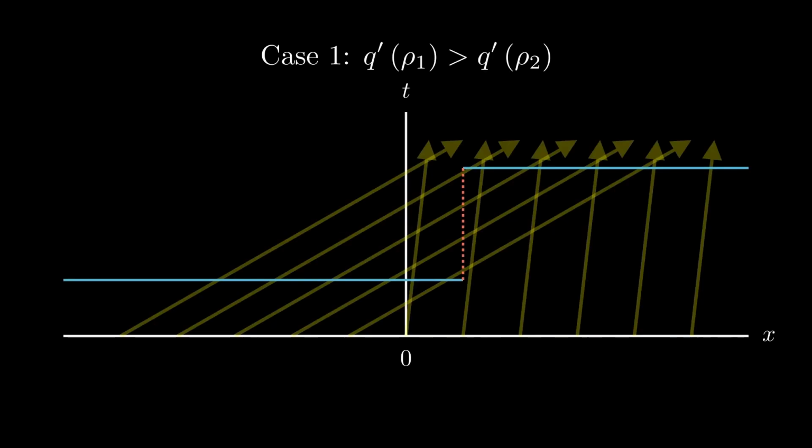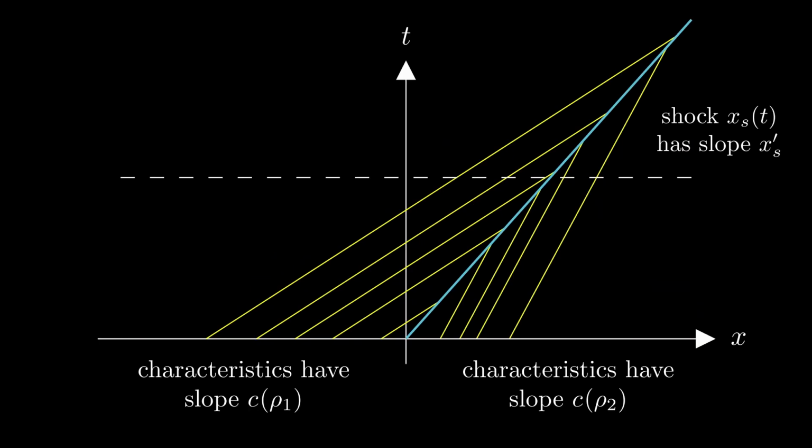So to go back to our problem, the shock wave will transport the initial discontinuity in ρ with a velocity xs prime, and according to the characteristics, such a shock will have characteristic lines to its left of slope q prime of ρ1 and to its right of slope q prime of ρ2. Applying this for all time instances, we get the following picture.